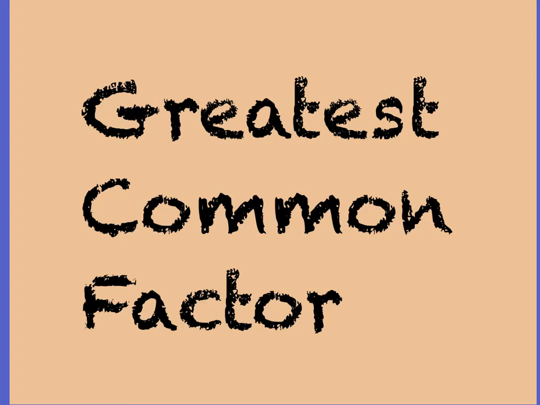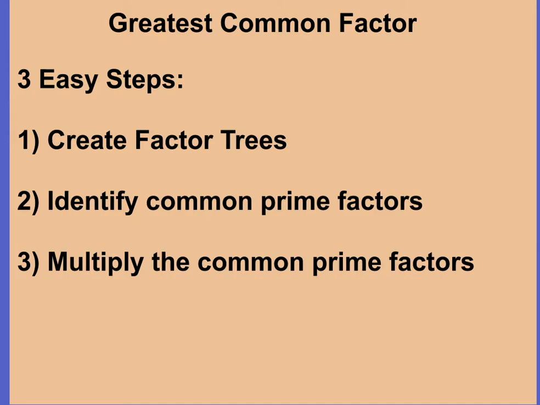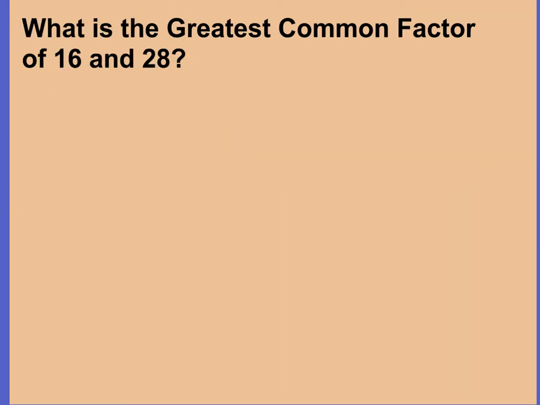Hey math friends, today we're going to look at the greatest common factor and how to find that between a set of two numbers. So essentially we have three easy steps. Number one is to create factor trees. Number two is to identify common prime factors. And then from there we multiply the common prime factors. Let's look at some examples, and as we do more and more, they'll become more fluent to us.